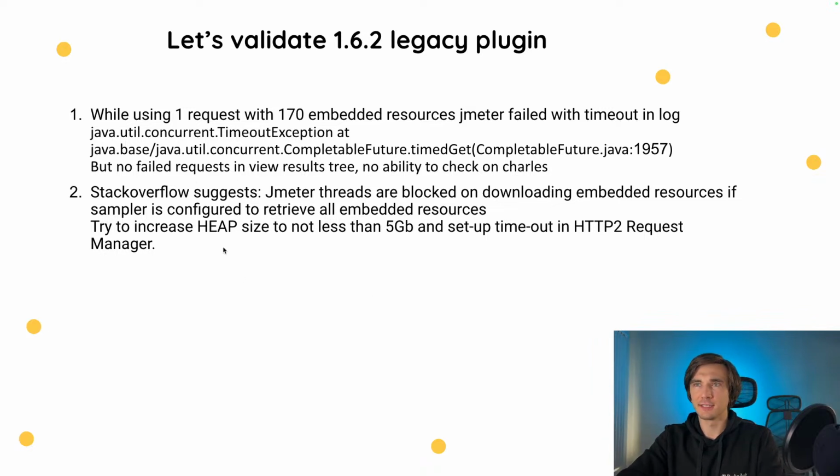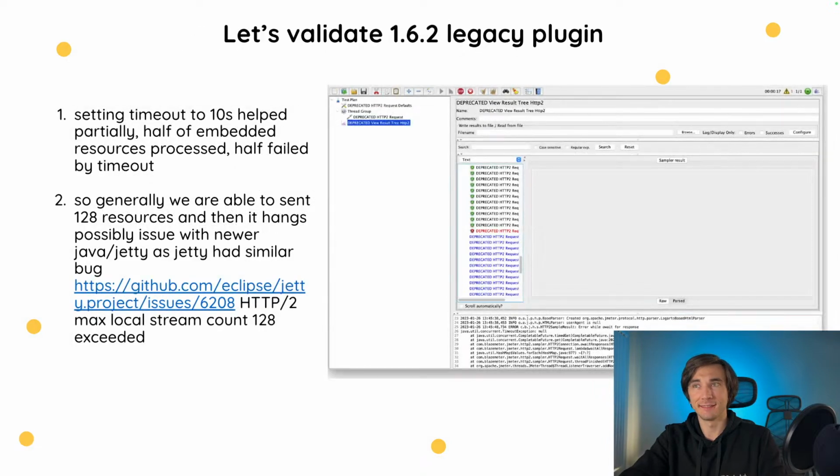But Stack Overflow suggested to increase the heap size to at least 5 gigs, and it kind of partially helps. But come on, a single request with 170 resources uses 5 gigs of RAM. That's crazy. That's where this performance limitation comes in, right? Because even for a single user, 5 gigs of RAM is not good. I also set the timeout, which was also suggested on Stack Overflow, but even here it was not working 100% successfully.